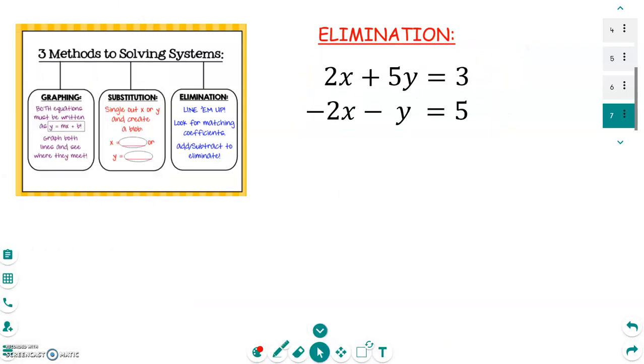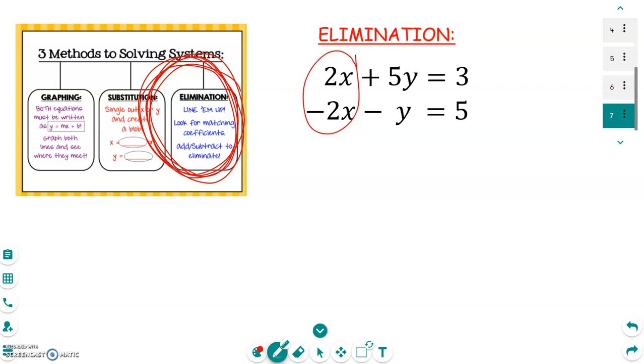Taking a look at our graphic organizer again, we have to line them up, look for matching coefficients, and add or subtract to eliminate. What we mean by line up, we want to line up our variables and our solution, which, check, we have that going on. We want to look for matching coefficients, and we have that going on here, and then we can add or subtract to eliminate that coefficient.